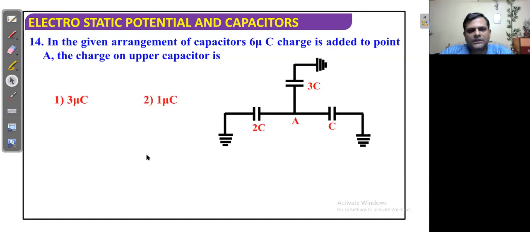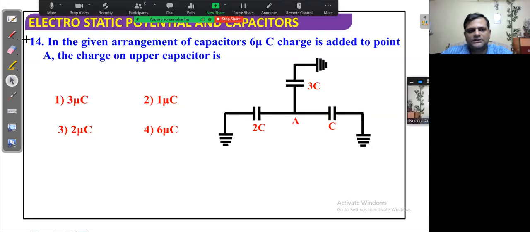Let's see the next one. In the given arrangement of capacitors, 6 microcoulomb charge is added to the point A here. Okay, so इस A point पे हमने 6 microcoulomb का charge add कर दिया है. The charge on the upper capacitor is, yes. So let us take this question on our board.